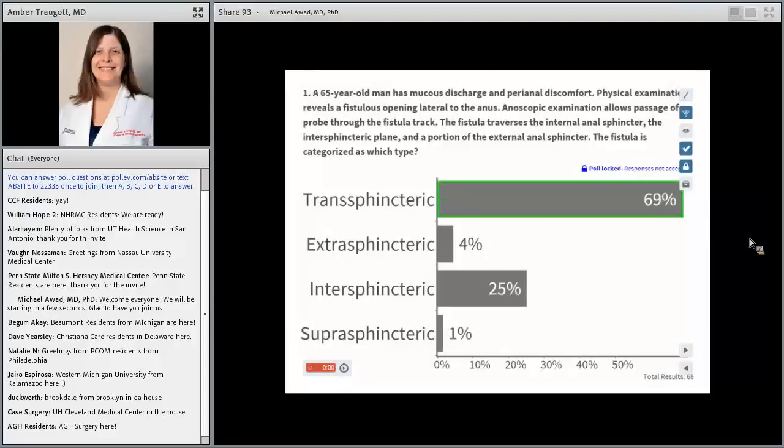Transsphincteric refers to any involvement of the external sphincter where it's crossing the intersphincteric plane. Extrasphincteric and suprasphincteric fistulas: extrasphincteric fistulas cross the levator ani, whereas suprasphincteric fistulas extend in the intersphincteric plane all the way above the puborectalis before they cross the levator ani.